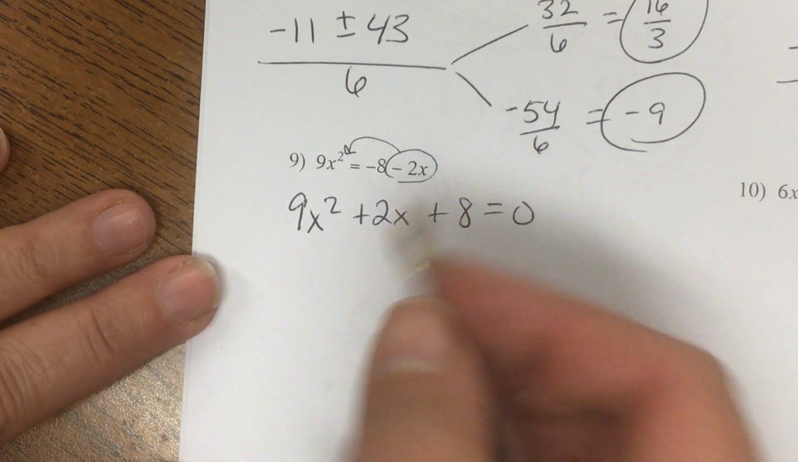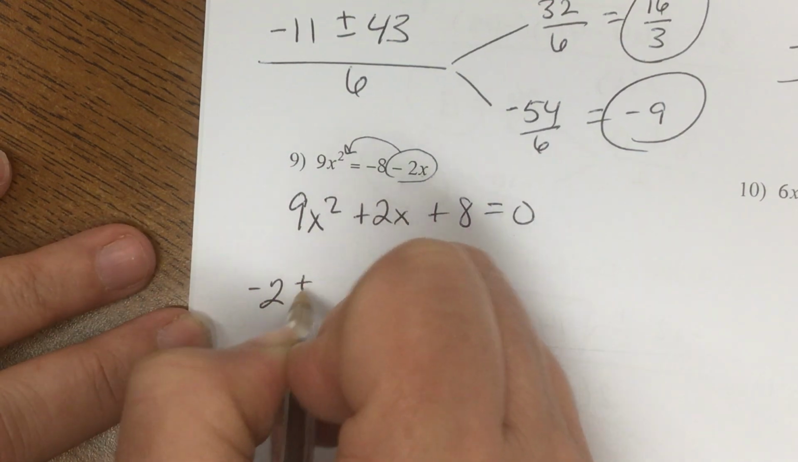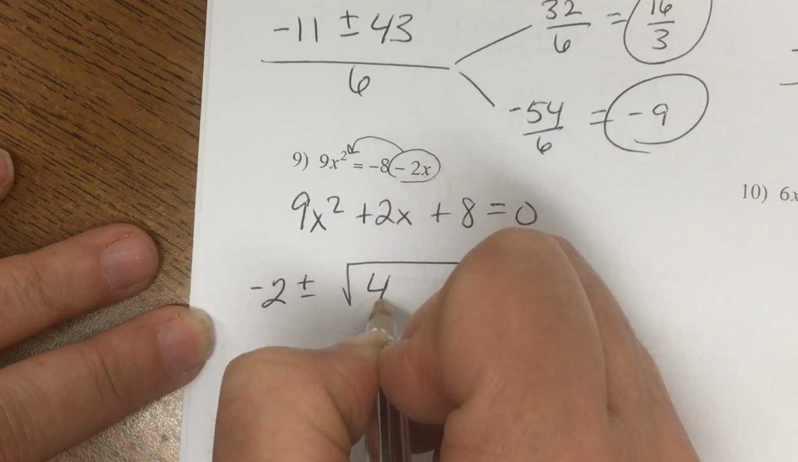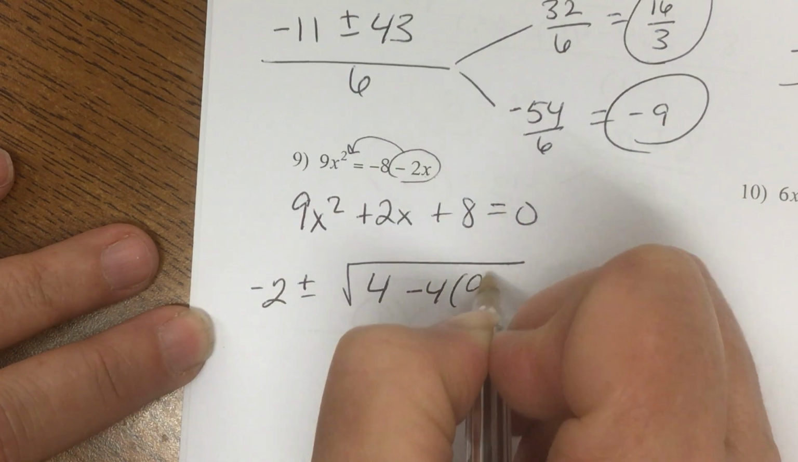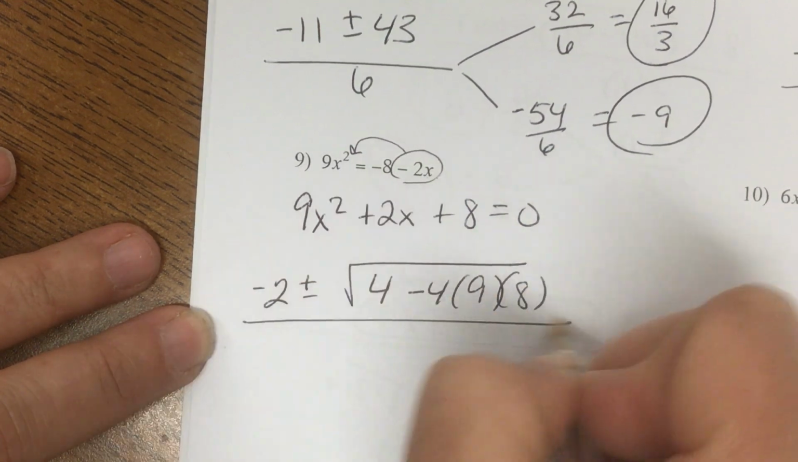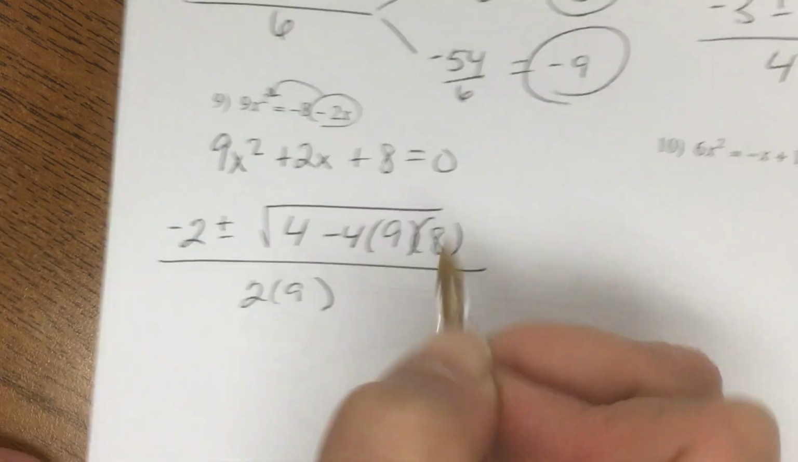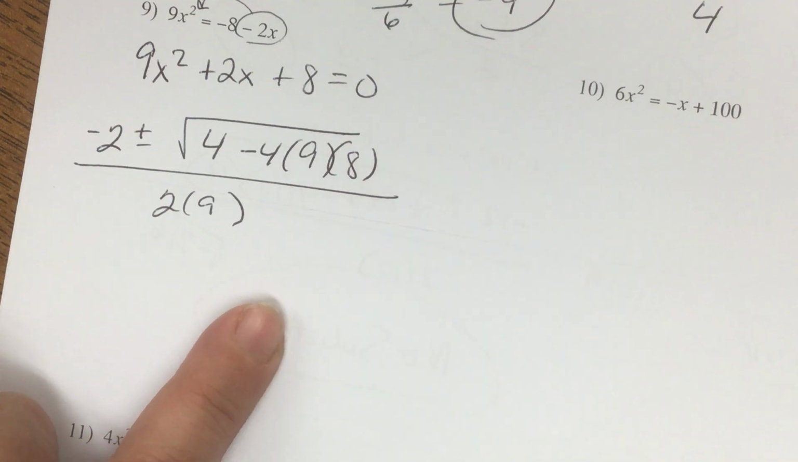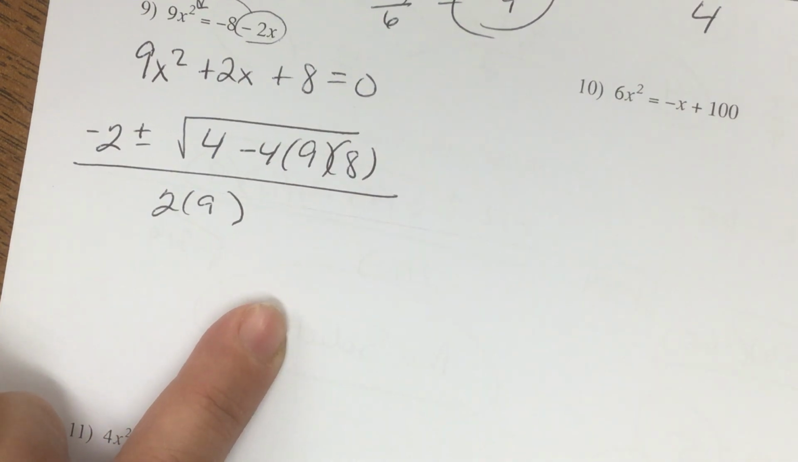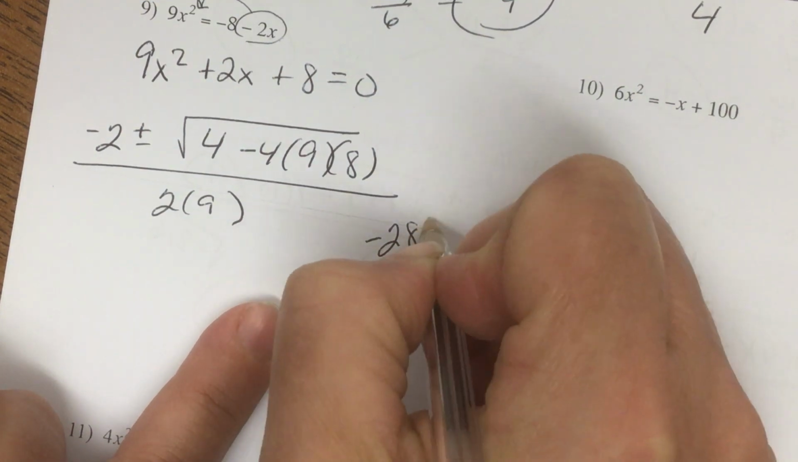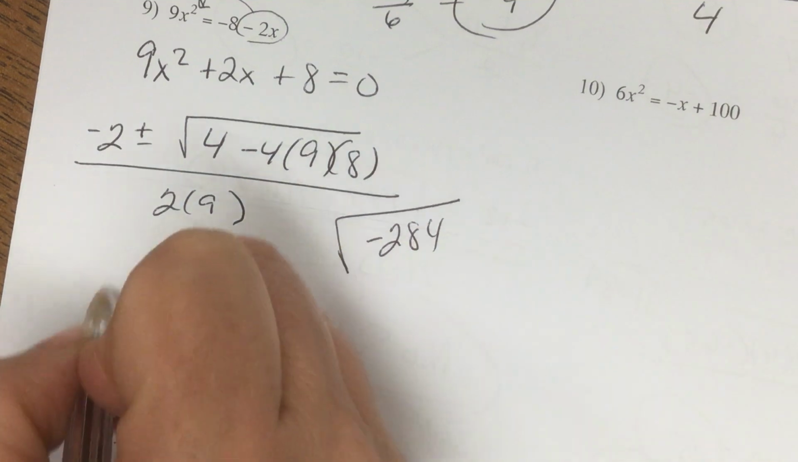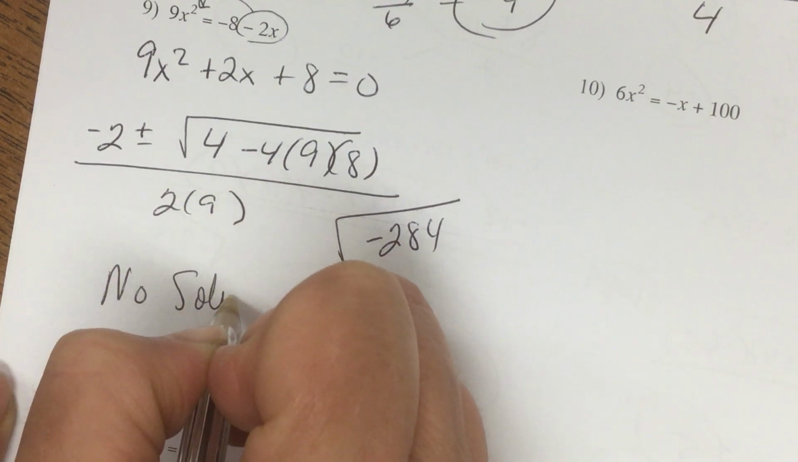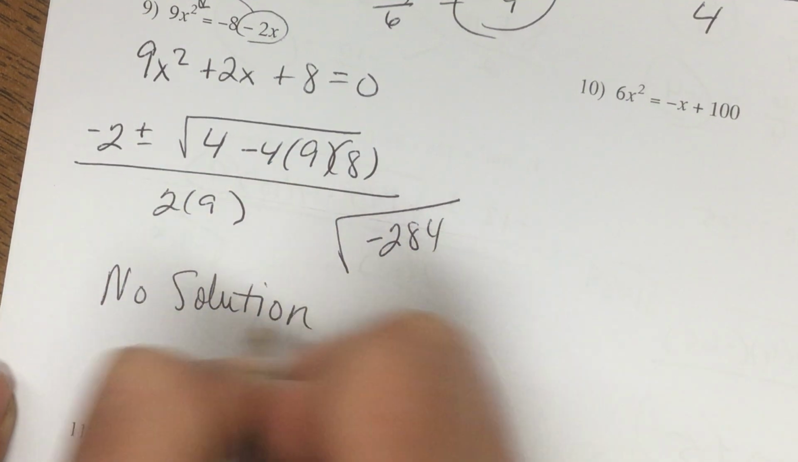So now we're ready for the quadratic formula. Negative 2 plus or minus radical b squared minus 4ac all over 2a. And I can tell this number is going to be a lot bigger than 4, so it's going to be no solution. But if you plug it in your calculator, you're going to get 4 minus 4 times 9 times 8, and you get a negative 284 in your square root. So that means there is no solution to this problem.